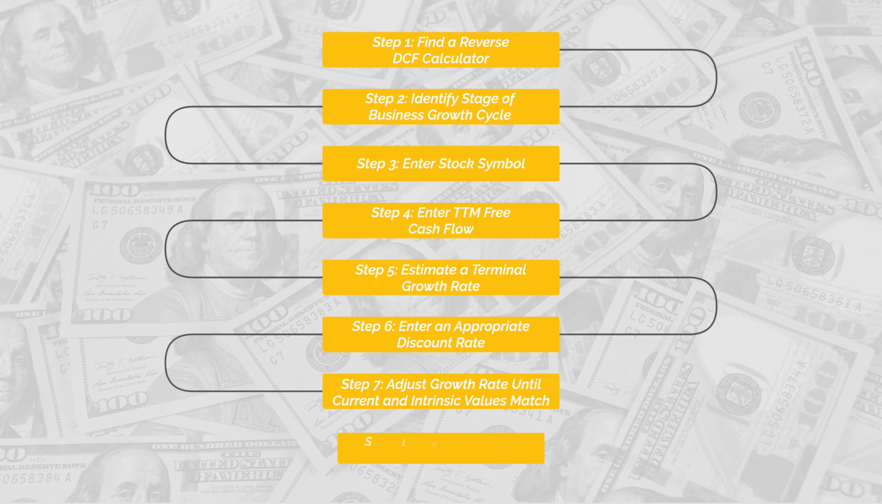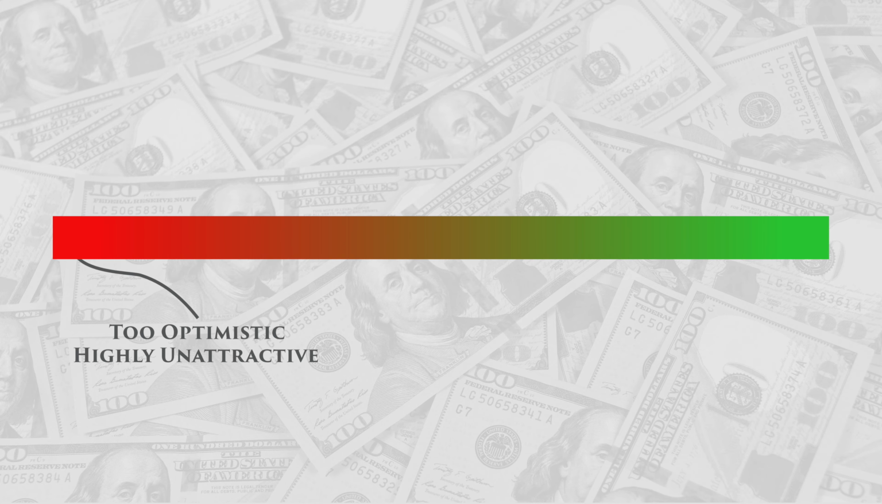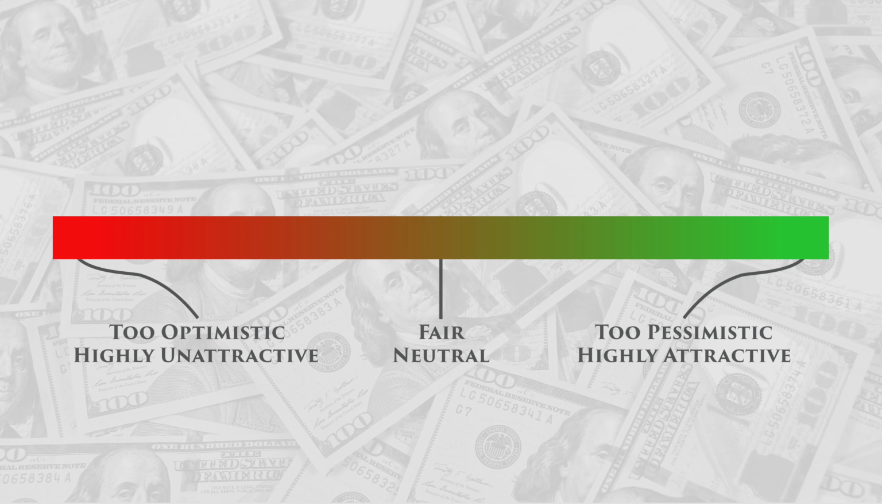Now, once we know the growth rates that are built into a company's current valuation, we can ask ourselves a simple question. Do these implied growth rates seem too optimistic, about right, or too pessimistic? If they're too optimistic, that means Google stock would be overvalued today, which would be a bad thing. If the growth assumptions seemed about right, that would mean that Google stock is fairly valued today. And if the growth assumptions seem way too pessimistic, that would mean that Google stock would likely be undervalued today.